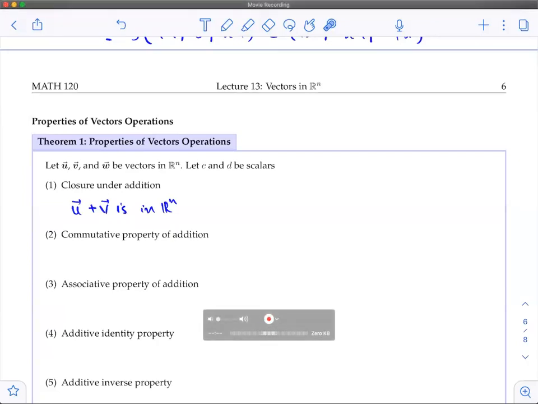The next property is the commutative property of addition. You can do the vector addition u plus v, or you can do v plus u. They're going to give you the same answer.